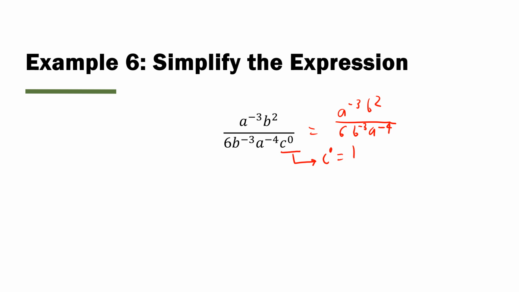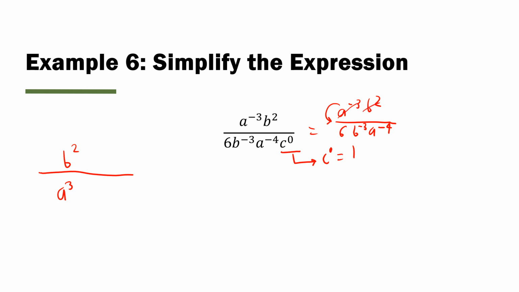Now I can subtract my like exponents, or I think it would be easier if we negate all of our negative exponents and flip to the other side of the fraction. So I can move this a to the power of negative 3 to the denominator. Now I'm not going to do anything with my b squared, right? So I can keep that up here. And we'll have a to the power of positive 3 now. Okay, that was good.